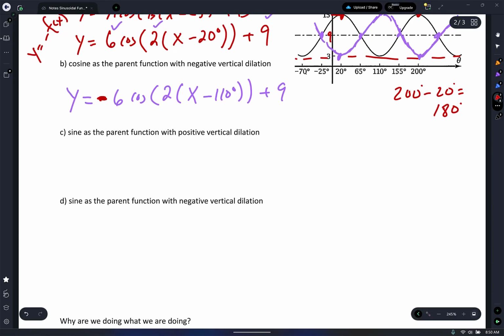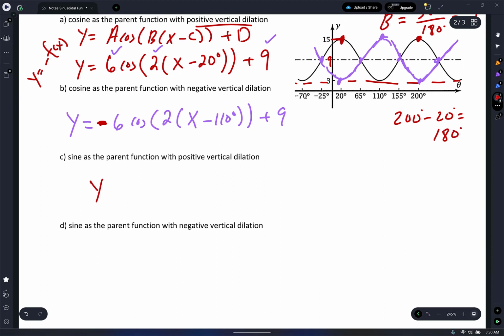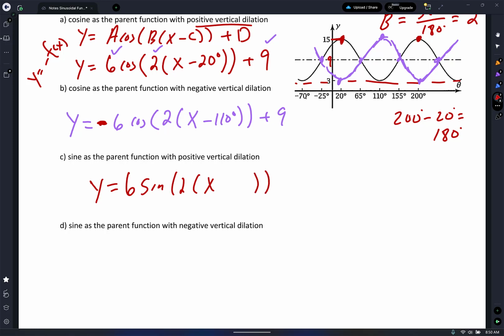Now I want sine as the parent function. So now give me the same curve. Give me another expression, but using sine. Everything else is the same, guys, except for the sine. So 6 sine 2, open parenthesis, x, and I got to put something else new there, plus 9. If I use sine, I have to use what? I can't use a peak. I have to use a point of inflection. But I need a specific one. Can I use the one at 155? Or not, sorry, I'm looking at the dark line. Can I use the one at 65 degrees?